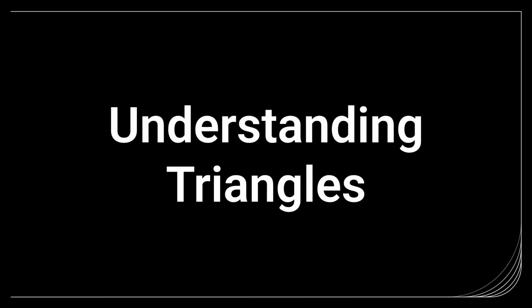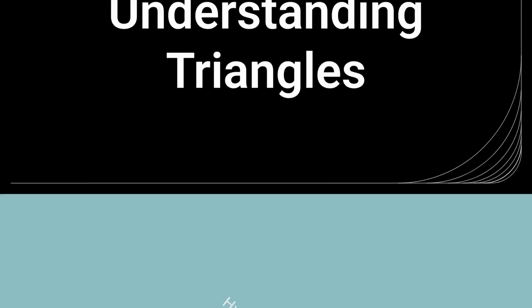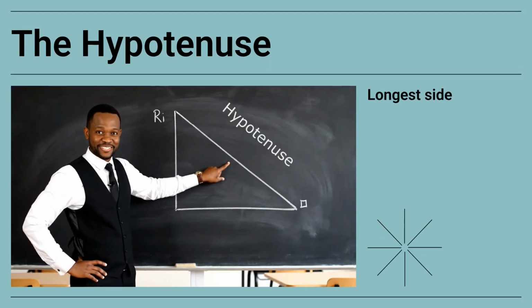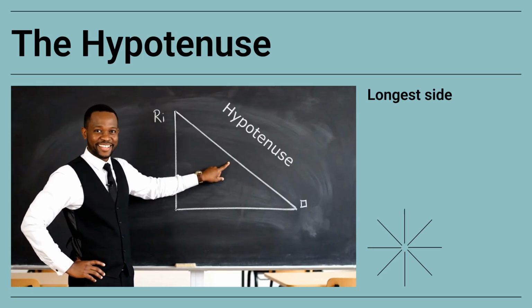Before we dive deeper, let's make sure we understand the key components of a right-angled triangle. First up, the hypotenuse. This is always the longest side of a right-angled triangle, and it's always opposite the right angle.